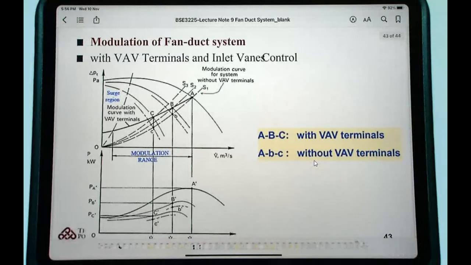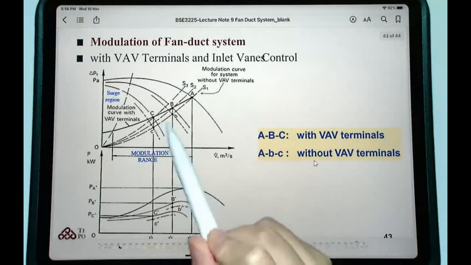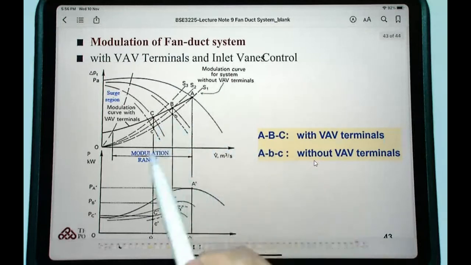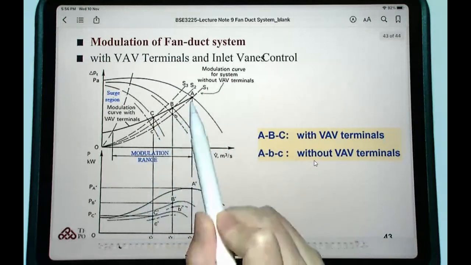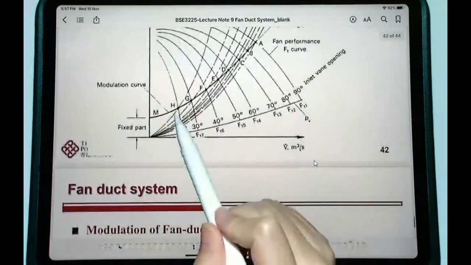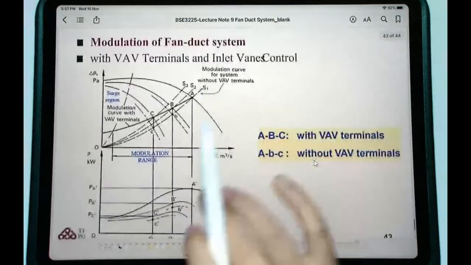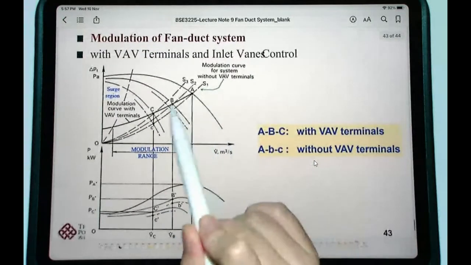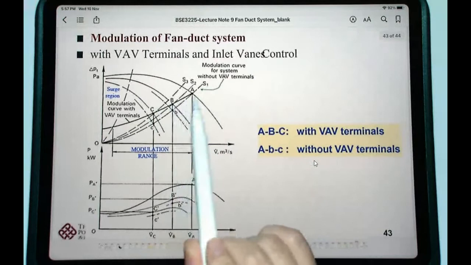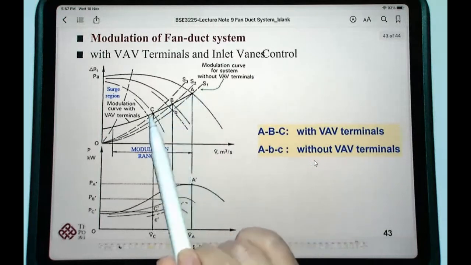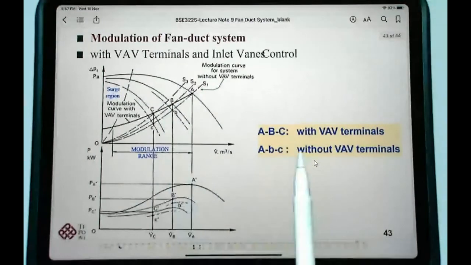Okay, so these two figures, the first figure is the modulation curve with VAV terminals, and the modulation range can be changed from point A until, as you can see here, point H or point M here. So from A to B to C is the modulation curve with VAV terminals.